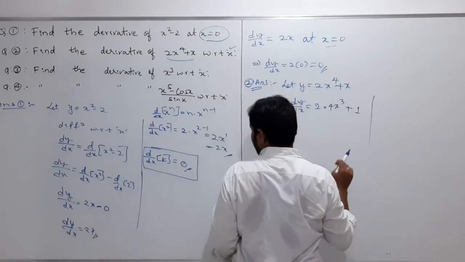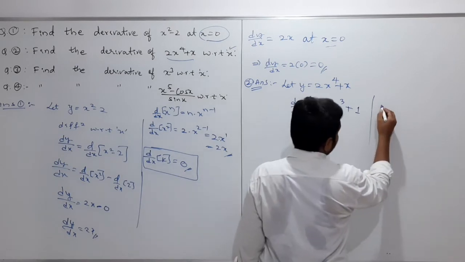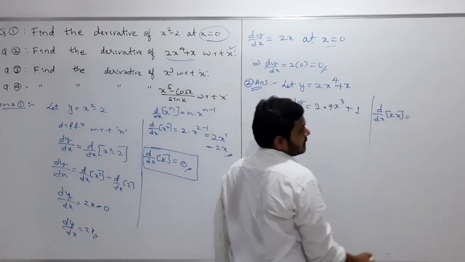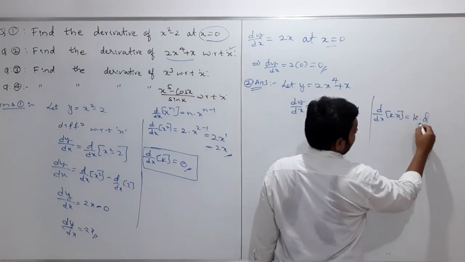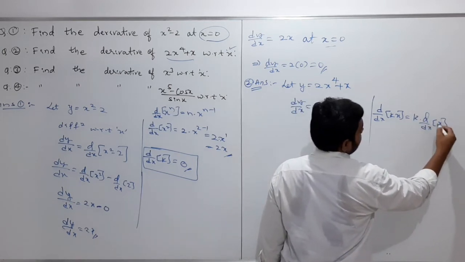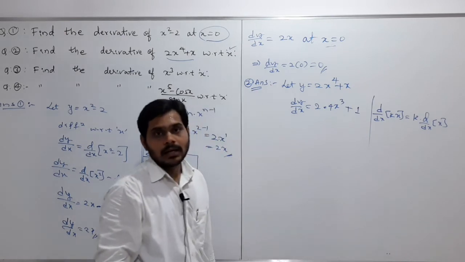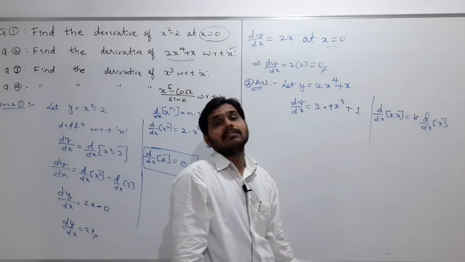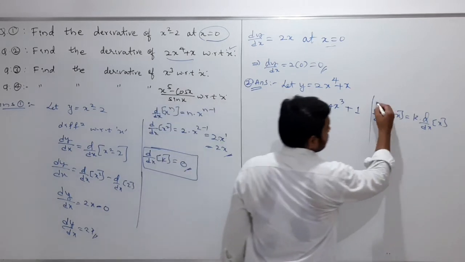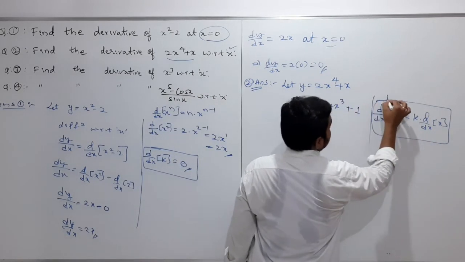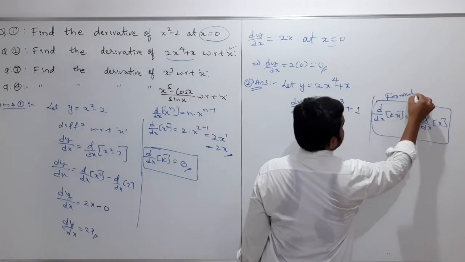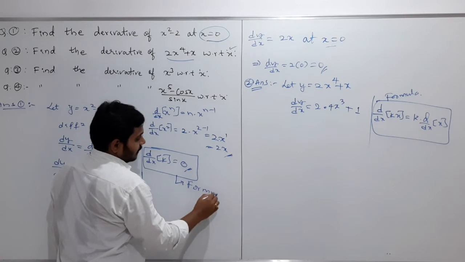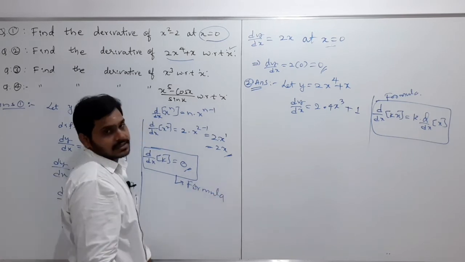I think another formula I didn't give you. Please add the formula: the derivative of k times a function is equal to k times the derivative of the function. Clear? So k is a constant, means you should take it outside, and take the derivative of the remaining function. Please add this formula also to your list. If I didn't give the formula list, add this also.